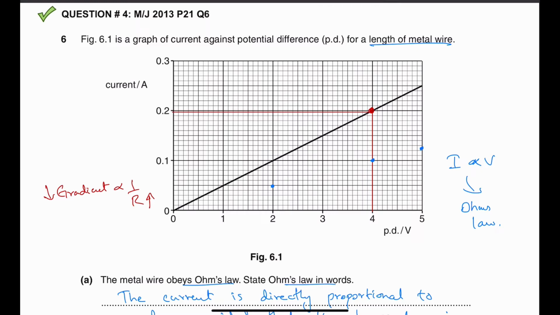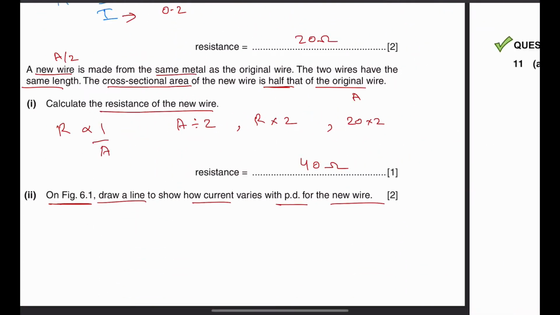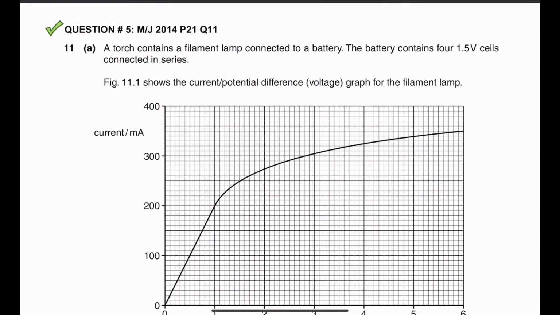So I just need to draw the same straight line because it's still a metal wire, so the line has to be straight, but only the gradient will be just half as steep as the previous one. So this is the one for the new wire, right? Let's move on. Let's do question number 5.